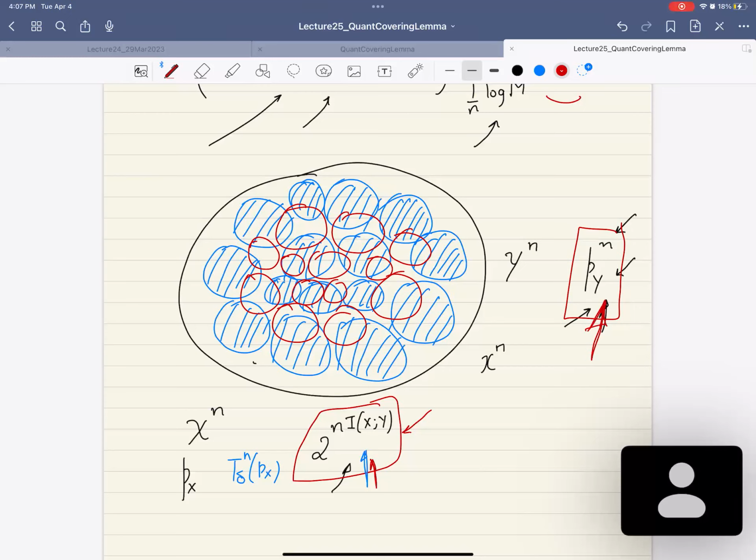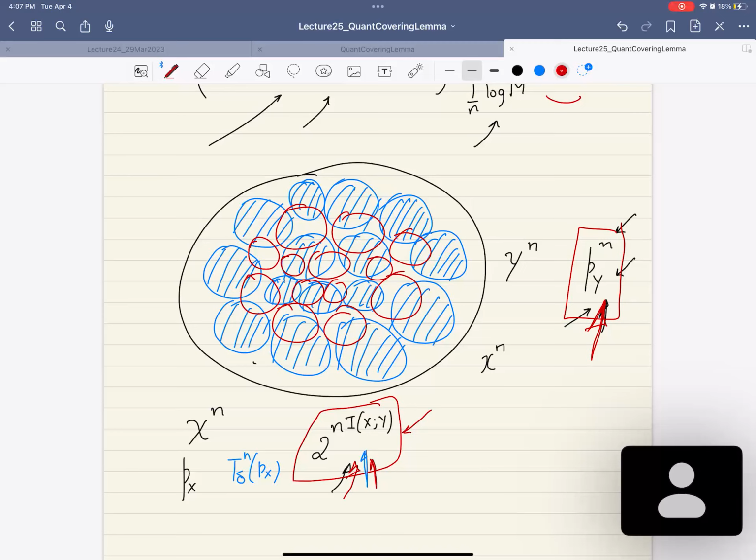But if you only pick 2 power n I of x colon y conditional typical sets and you put them, they will all look disjoint. It is distinct from PYN. But looking at PYN, you can never say which conditional typical set my xn was chosen from. It's like completely gone.